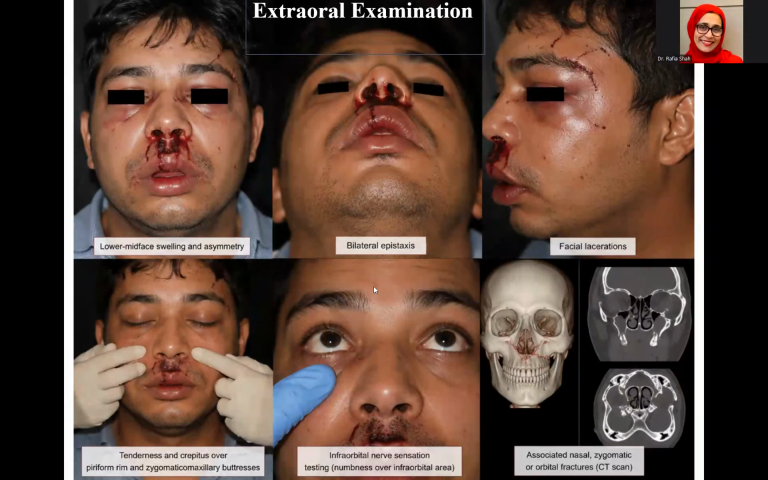Then definitely after clinical evaluation, you need radiographic evaluation. Basically, in such cases, we do not go for baseline films like OPGs. We normally go for other scans, usually called CT scans, to have a good overview of the fracture line and any associated traumatic injuries. So this is the evaluation we perform extraorally.